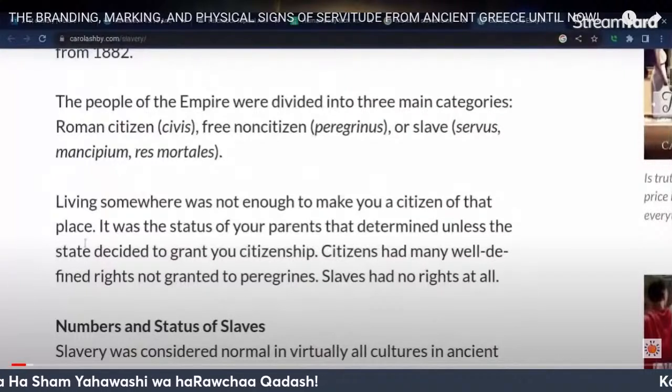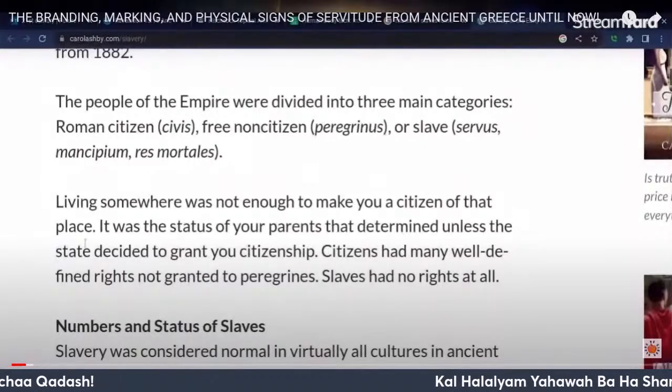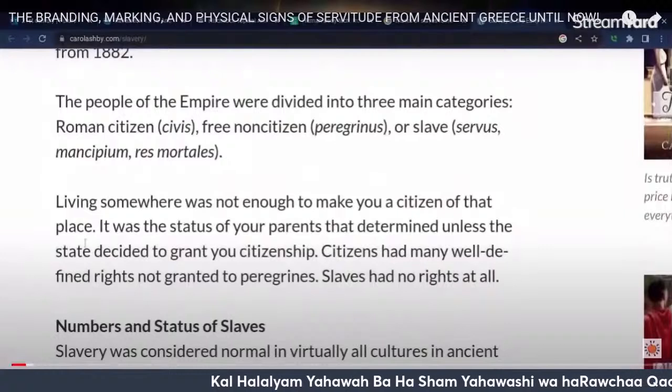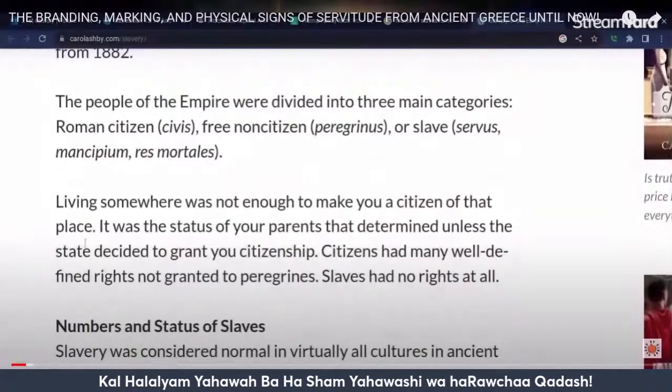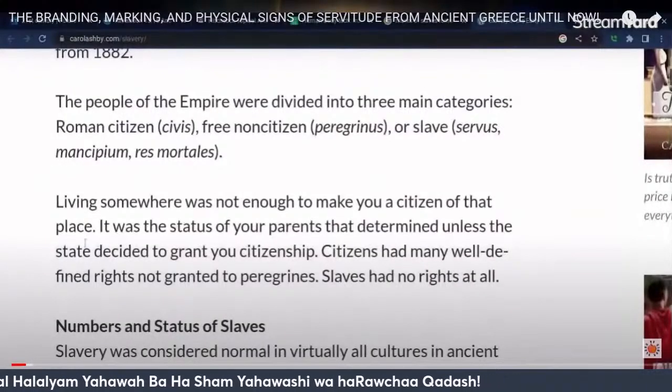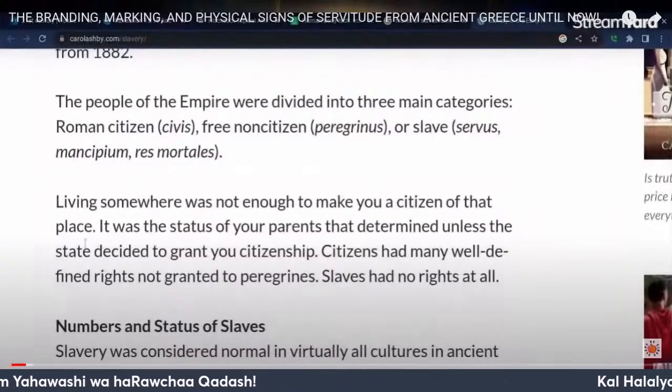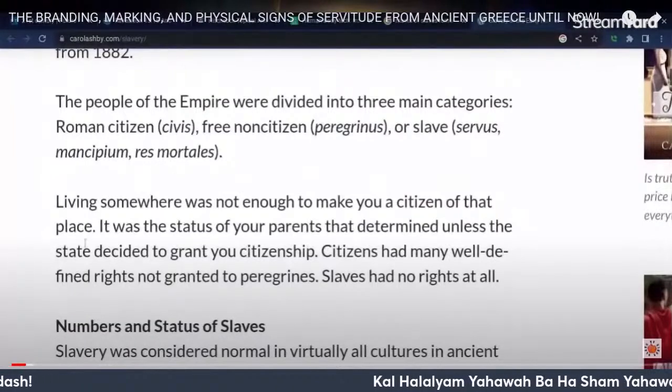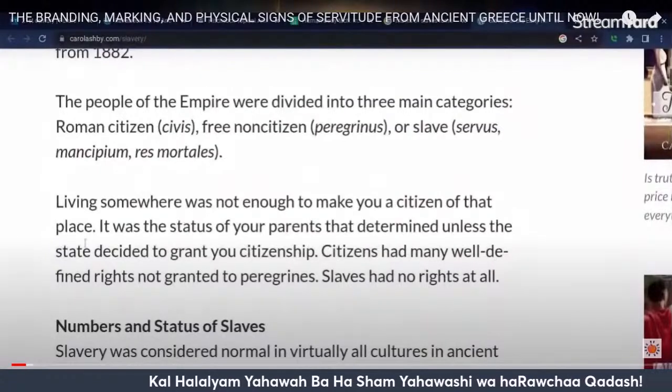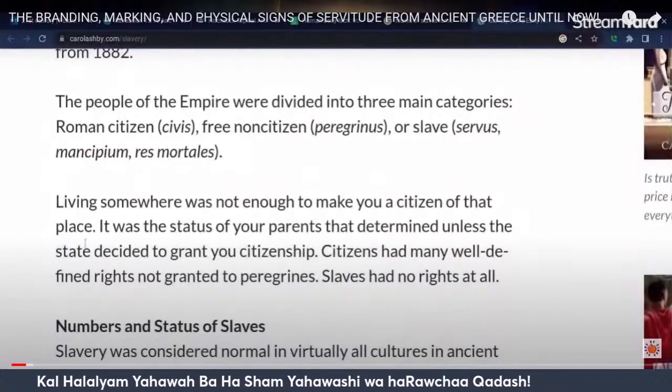Your shirt has brands on it, right behind your neck. There's a brand. And as you can see, in the ancient world, brands were used. It says living somewhere was not enough to make you a citizen of that place. It was the status of your parents that determined it, unless the state decided to grant you citizenship. Citizens had many well-defined rights not granted to aborigines. Slaves had no rights at all.